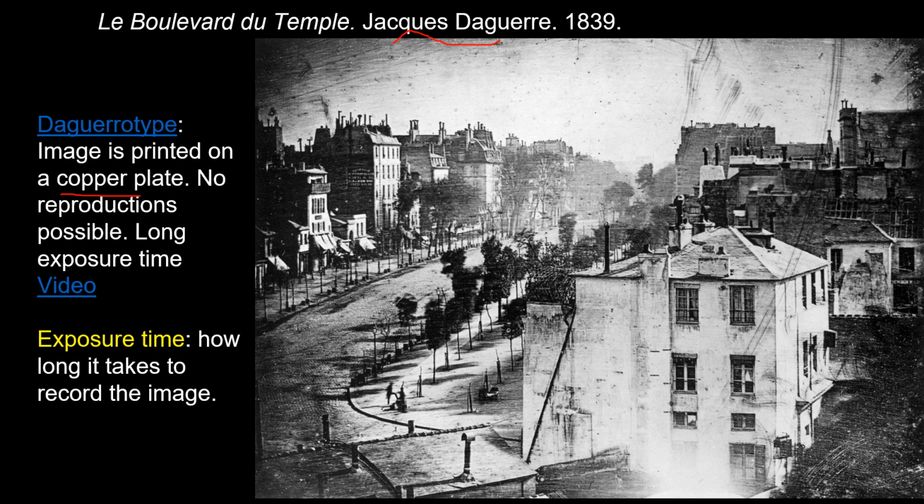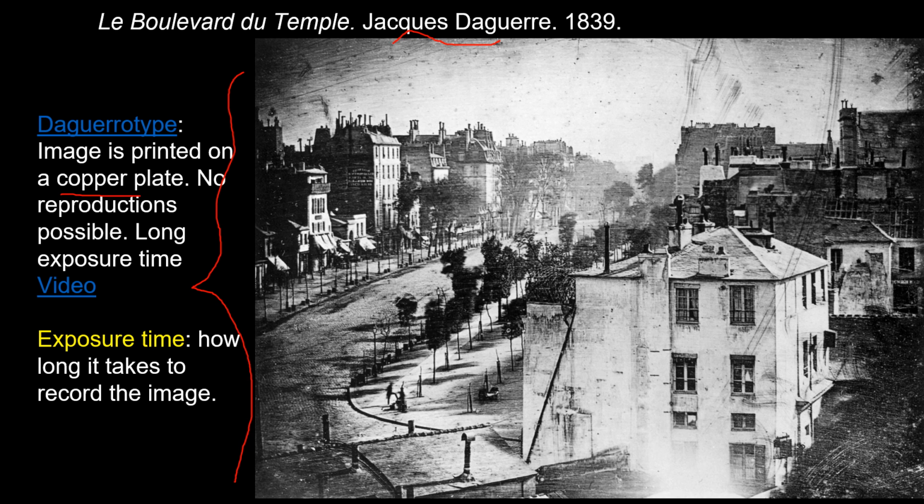This was the first photograph ever taken using a daguerreotype. It depicts a street scene in Paris. It's a copper plate that was put at the back of a camera obscura, and this image is recorded.